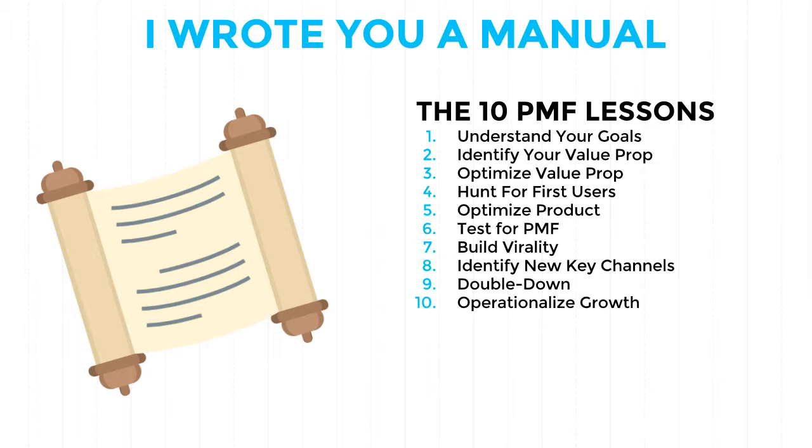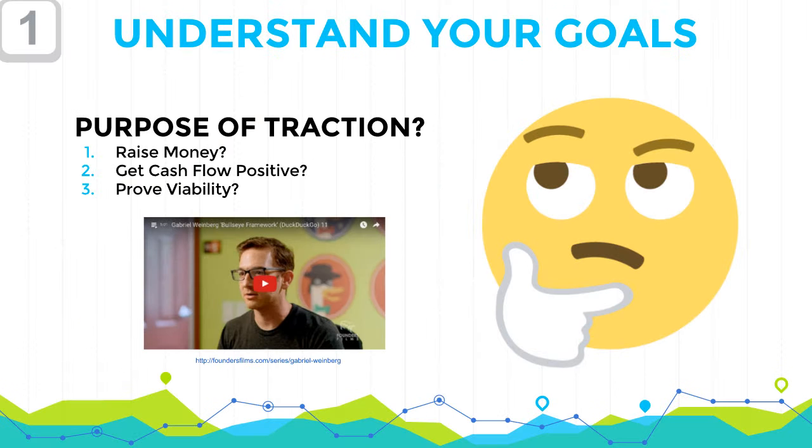There are many disjointed parts in this process, and I felt it would make sense to break the path down into 10 different lessons. They're all listed here on the right, and we're going to walk through each session now at a high level. I'll be flipping my screen between the presentation and the manual to make sure everything's clear. Okay, let's get started. The first part of this is to understand your goals.